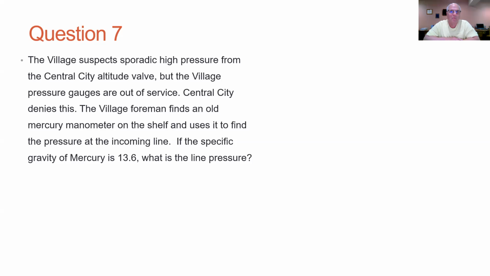We have different manometers that we use that don't involve mercury coming into contact with the water. This is the way we used to do it back in the old days when I was a young man. So don't do it now. Don't do these kind of things now. If you still have this kind of equipment, you should not be using it. The only thing they tell you in this problem is that the specific gravity of mercury is 13.6.